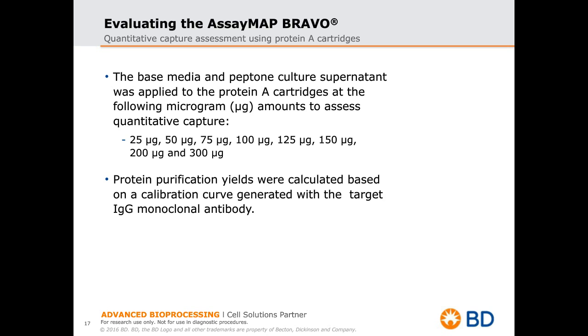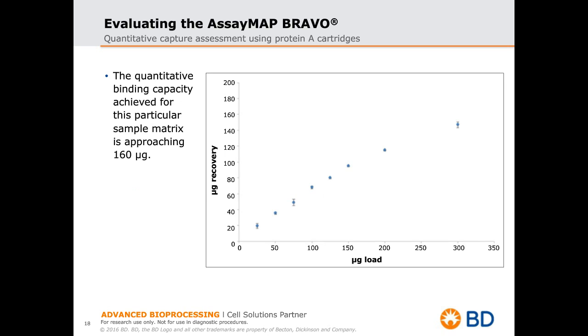So here we have the results of the quantitative capture experiment. The x-axis shows the microgram load of IgG, with the y-axis showing the microgram recovery of IgG. Up to 300 micrograms of IgG was loaded, and the maximum recovery of IgG approaches approximately 160 micrograms. It's clear that when we approach the maximum binding capacity, the efficiency of protein recovery is reduced. This is very useful information moving forward, as it allows us to saturate the binding of each protein A cartridge, particularly if we are not concerned with quantitative recoveries of protein.